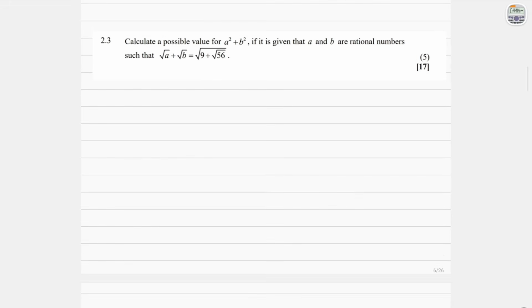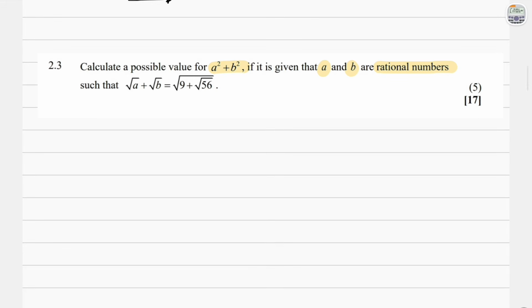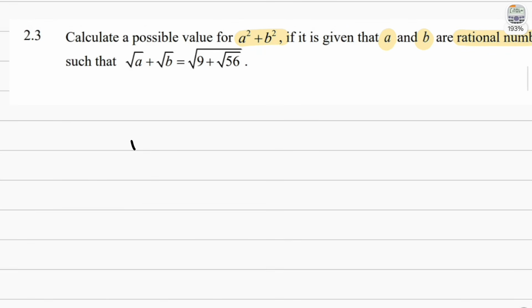Question 2.3 says, calculate the possible value of a squared plus b squared if it is given that a and b are rational numbers, such that the square root of a plus the square root of b is equal to, okay, this. So the hint here is a and b are rational numbers. Okay, this is the equation that we get. Let's see what we can do with this equation.